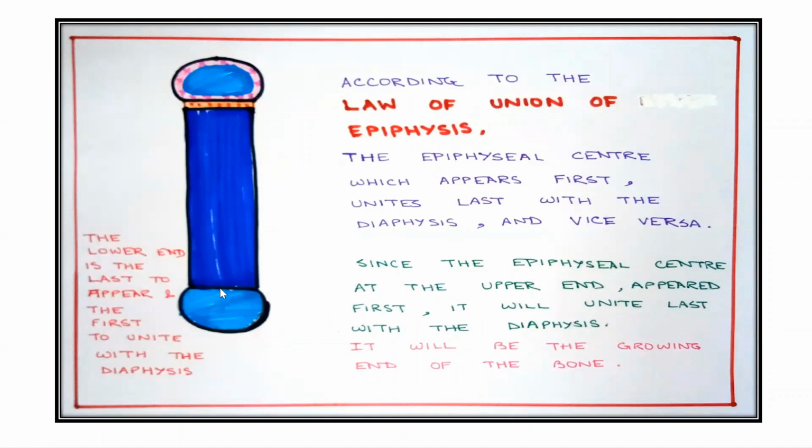So over here we can see that in the lower end, the epiphyseal cartilage has disappeared, and we can see a line separating the diaphysis from the epiphysis. But in the upper end, we can still see the epiphyseal cartilage is persisting.